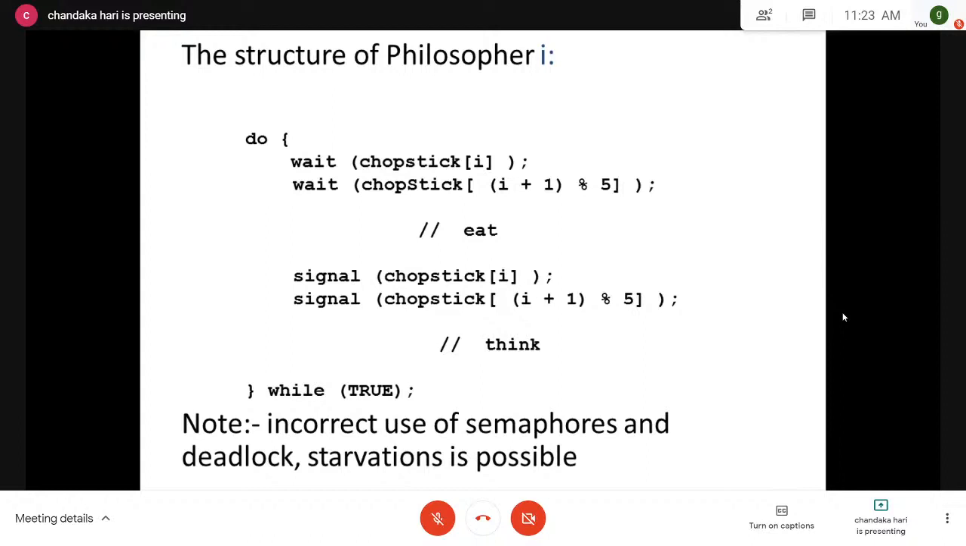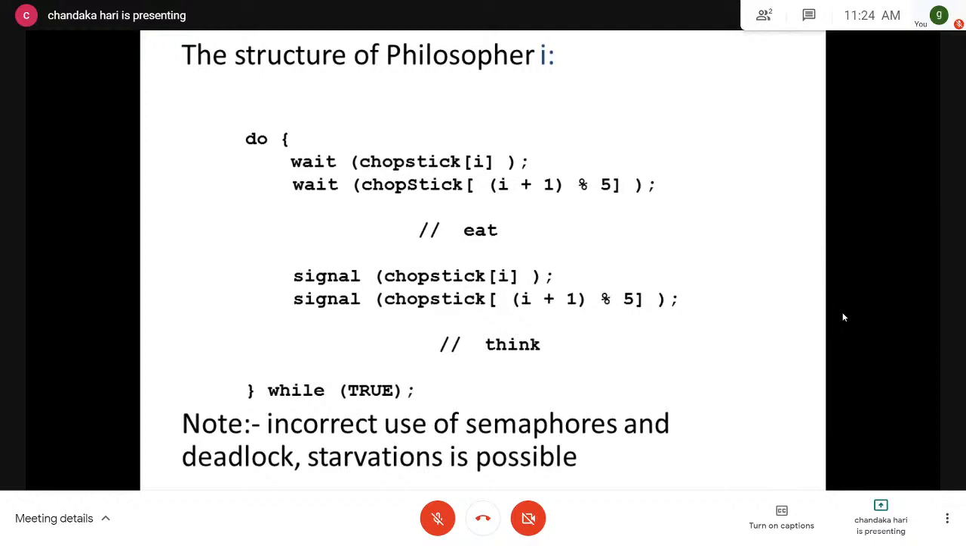That implies process P0 is holding chopstick 0 and waiting. If process P0 wants to eat, it requires chopsticks 0 and 1. If process P1 wants to eat, 1 and 2 are required, and so on up to process P4, which requires 4 as well as 0. That's why, if process Pi wants to enter into the critical section, first of all it has to wait for chopstick i and next chopstick (i plus 1) mod 5. It is in a circular manner, that's why we use modulo 5. If both chopsticks are granted by the operating system, then you are allowed to eat. Once your eating is complete, your critical section is completed.